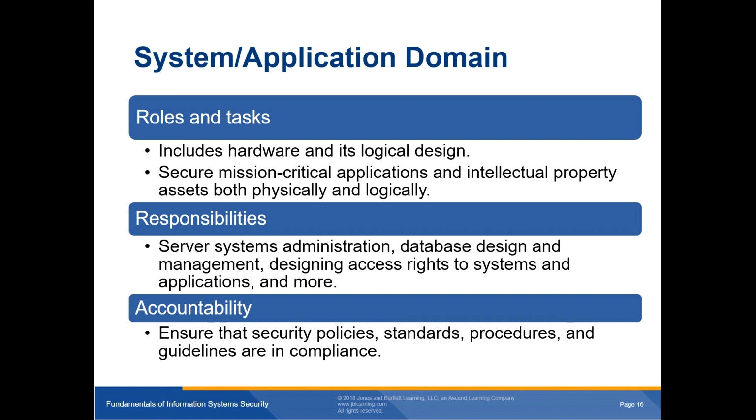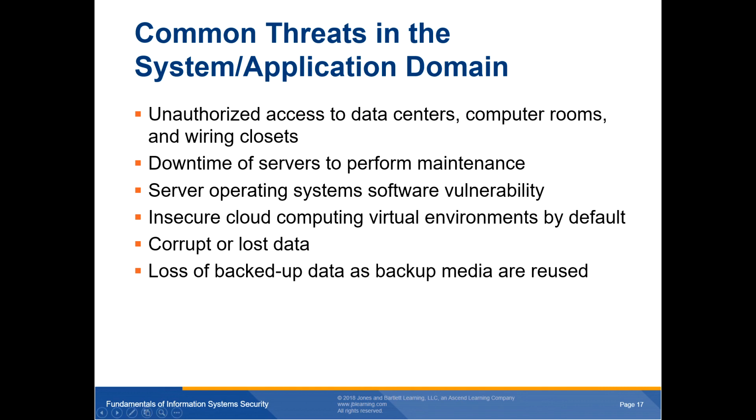And so our last slide here is the common threats in this domain: unauthorized access to data centers, computer rooms, and wiring closets. So you have to have policy, standards, and procedures and guidelines for staff and visitors to secure facilities. You have to employ physical security, and that means password protected rooms, locked rooms by way of biometrics, whatever it takes to ensure that data centers and computer rooms and wiring closets are locked down.